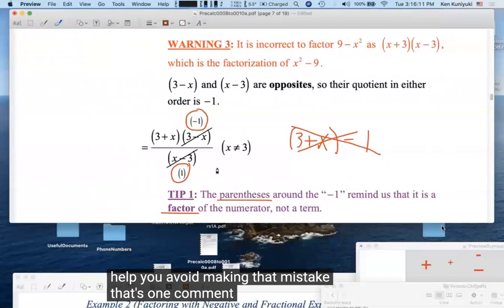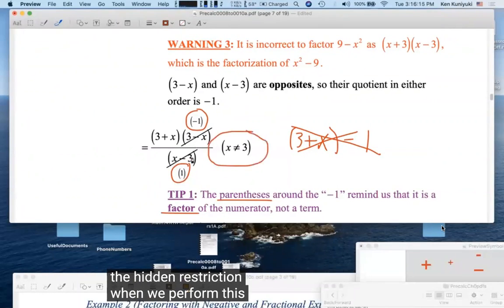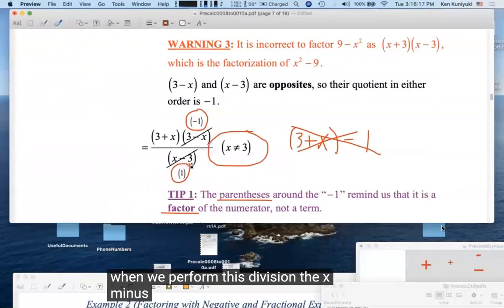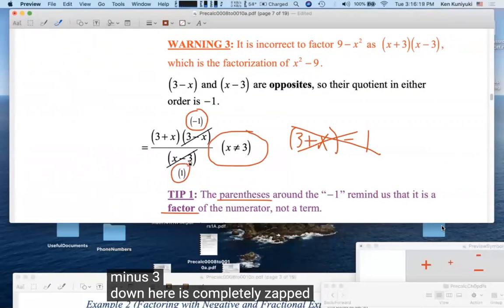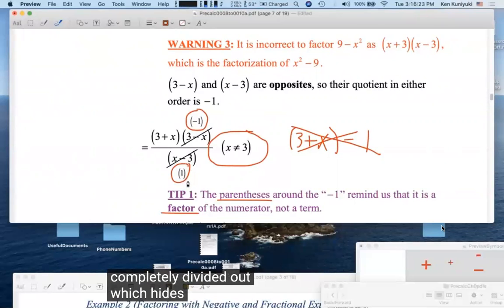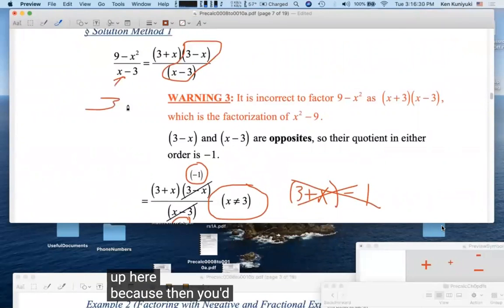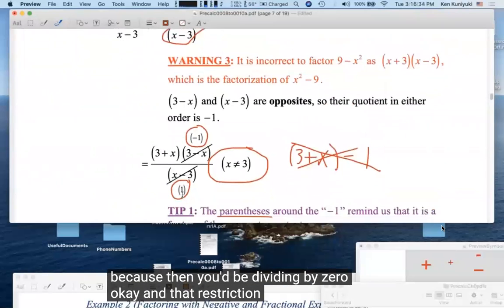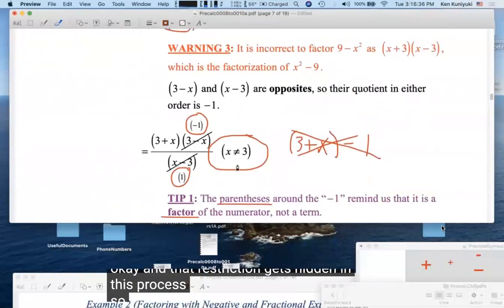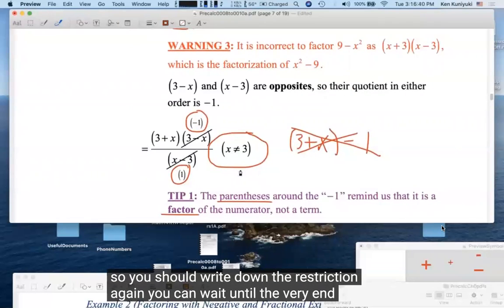That's one comment. Another comment is the hidden restriction. When we perform this division, the x minus 3 down here is completely zapped. It's completely divided out, which hides the fact that x cannot be 3. Remember, x equals 3 would be illegal up here because then you'd be dividing by 0. Okay, and that restriction gets hidden in this process. So you should write down the restriction. Again, you can wait until the very end.